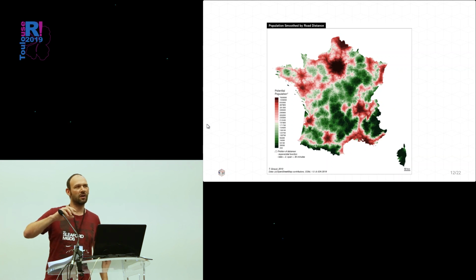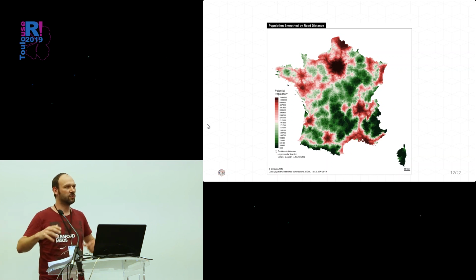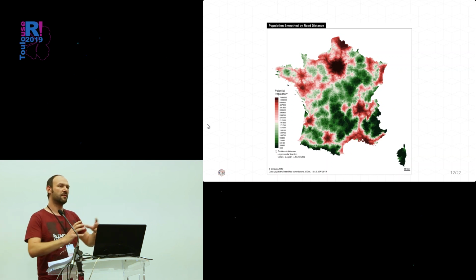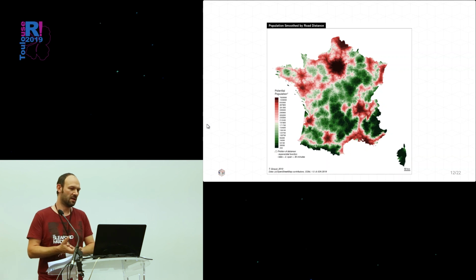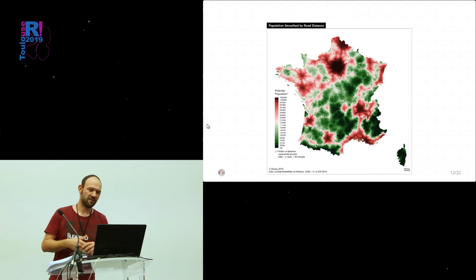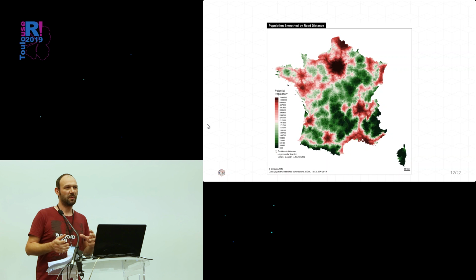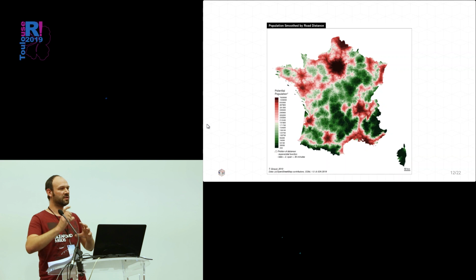Now I will show you a list of examples that use cartography and other packages to create some maps with the correct layout, etc. So this one is a map of the population smoothed by road distance. It's the population of each municipality of France, and we managed to smooth the population according to the road distance between each of them.